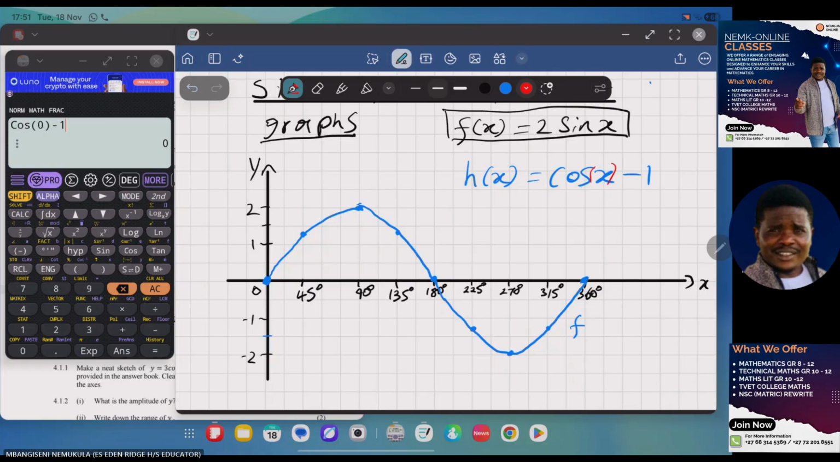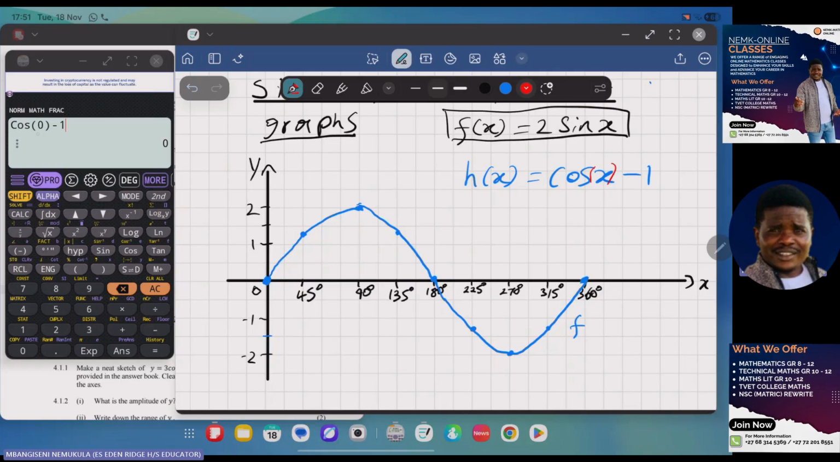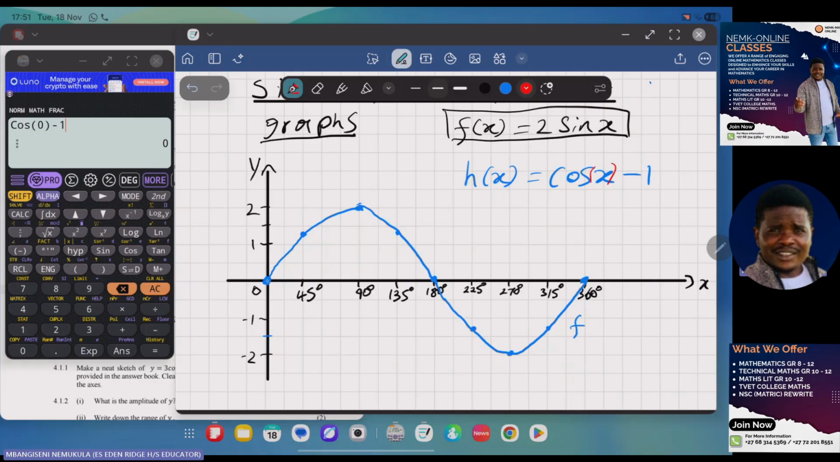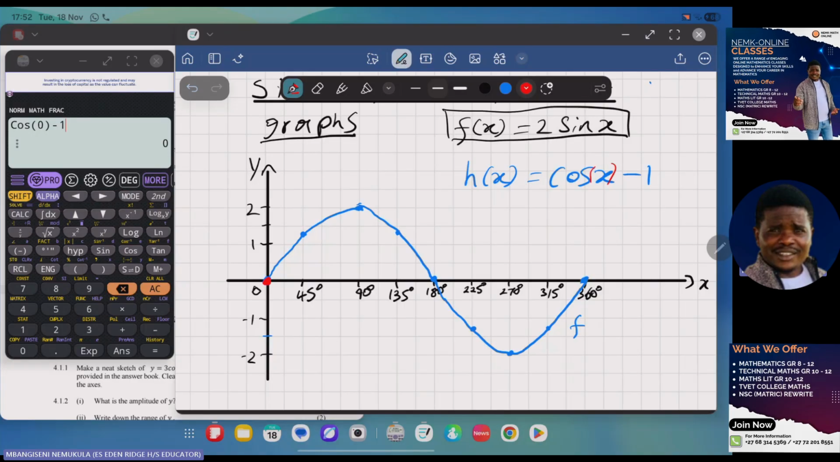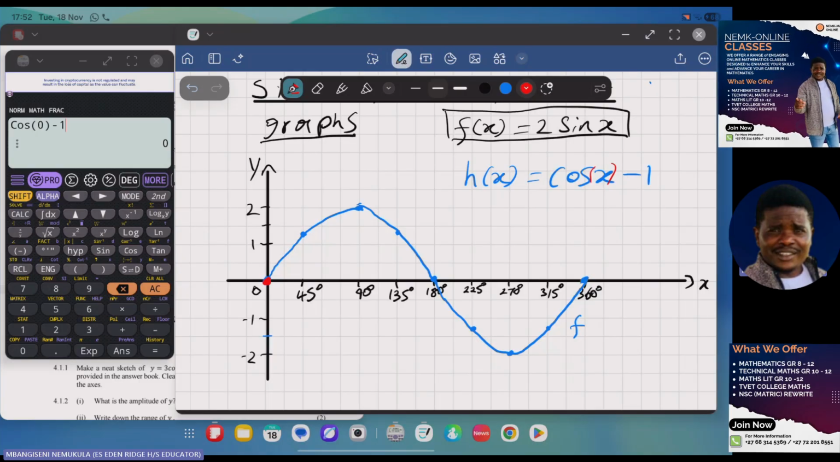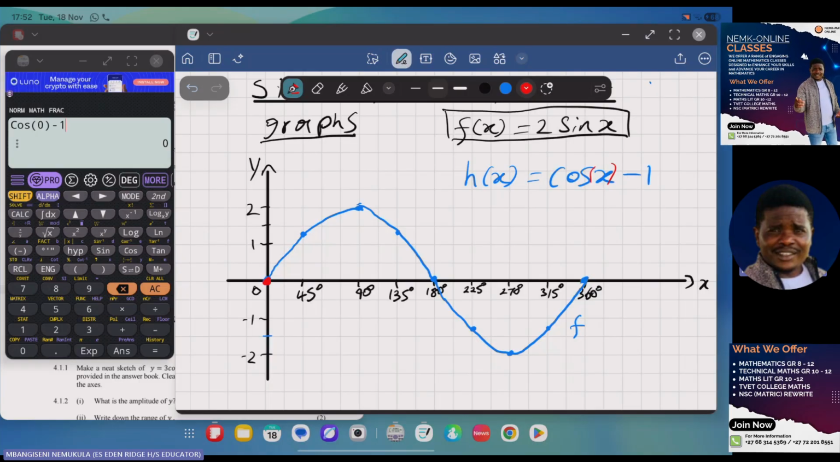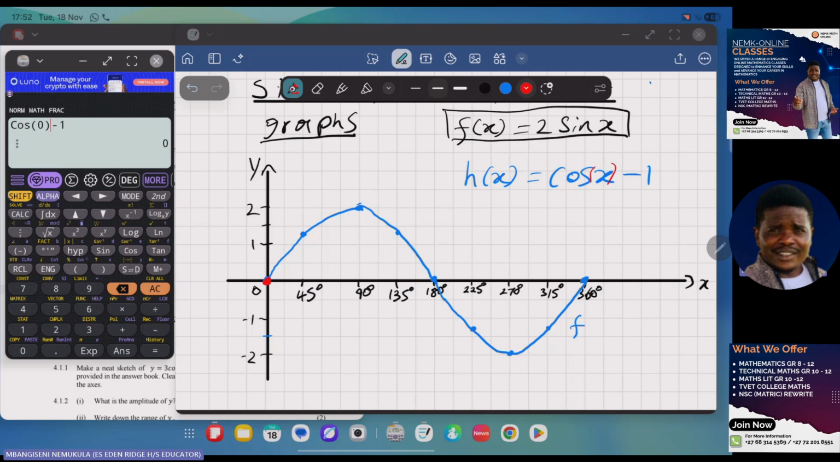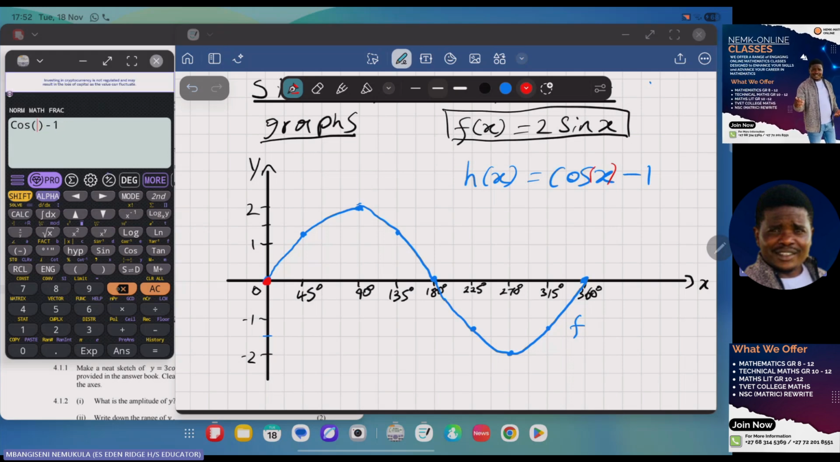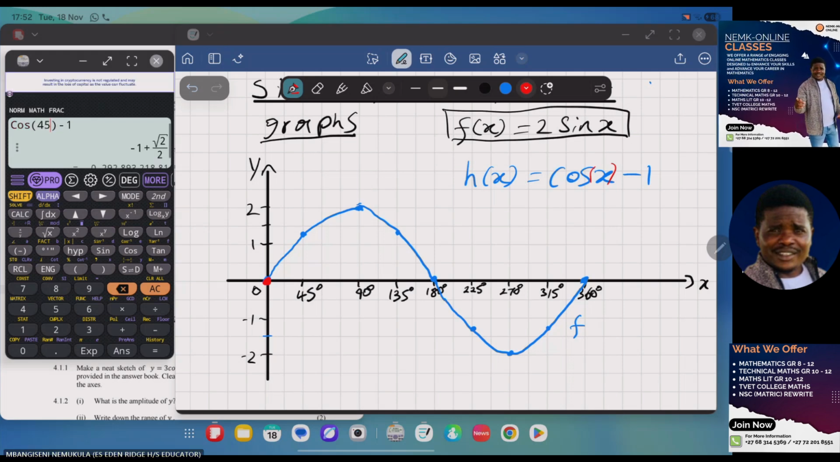So calculating cos 0 minus 1 is equal to what? 0. So it means you're going to make a dot there. If you are with me, the struggle here is the calculator usage, how to punch these things on the calculator. Now let's put 45 where there is x. On the calculator there, we say 45.